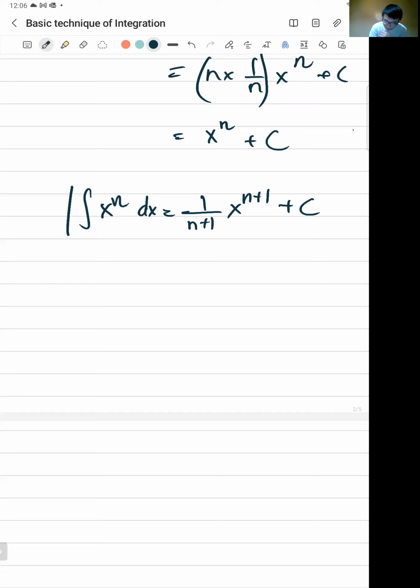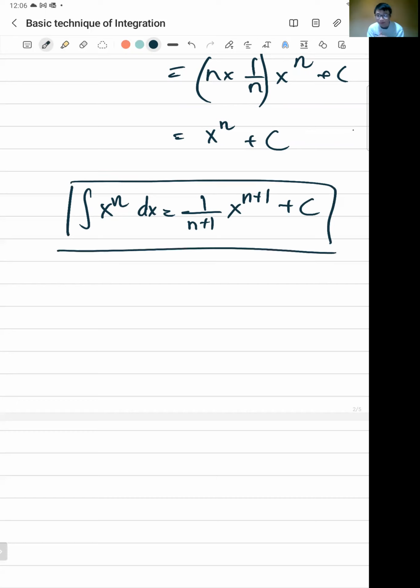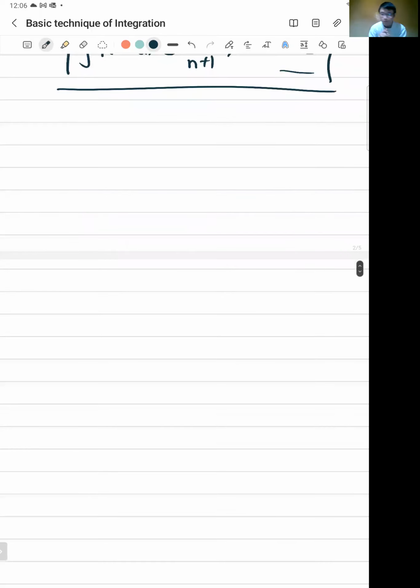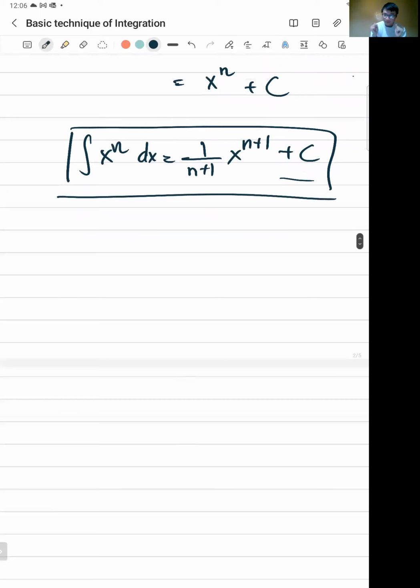Okay, I know there are a lot of things in your mind right now. For example, first, why is it called indefinite? Second, why are we adding c in here? Before I attempt to explain everything, I would love us to get familiar with the indefinite integral first.